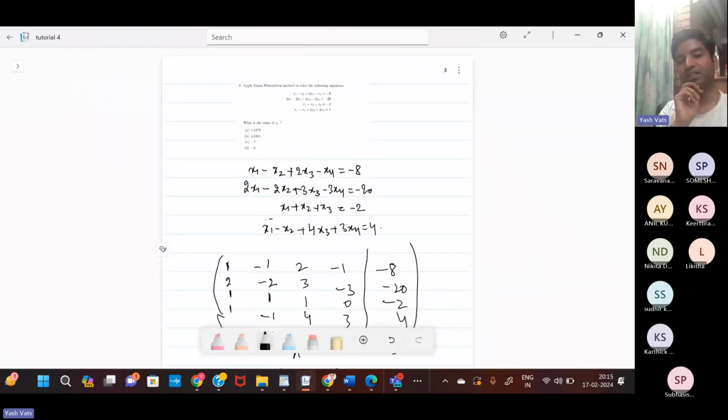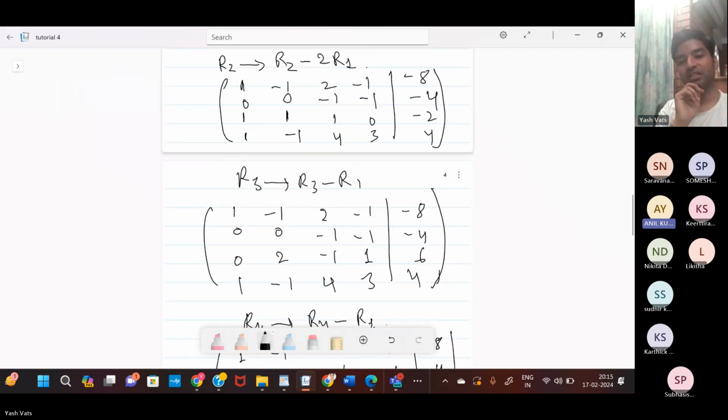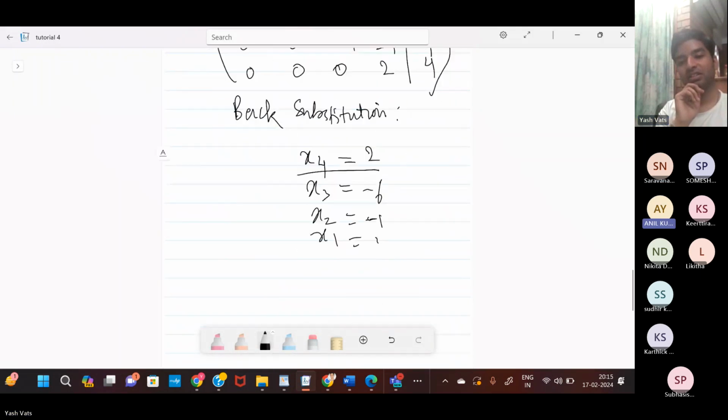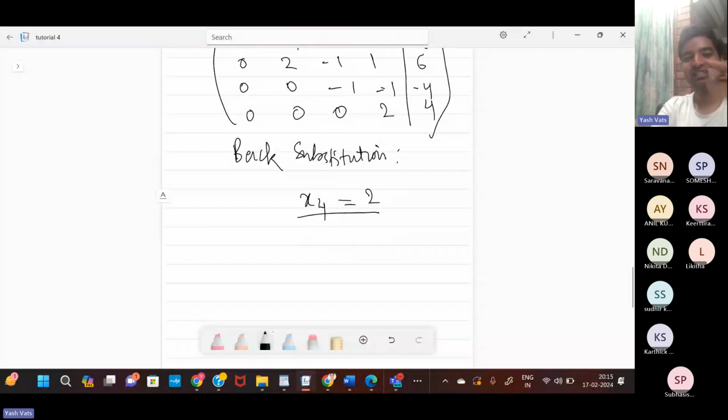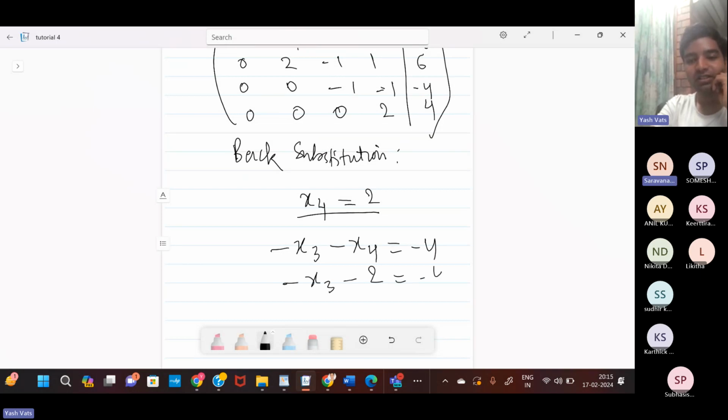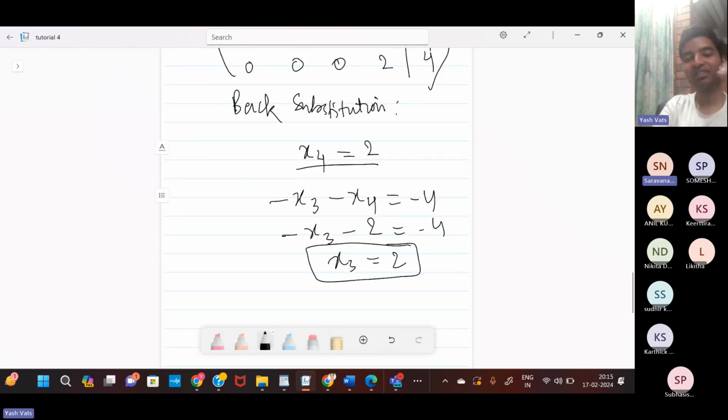Sir, why is x3 equal to minus 6? I think x3 must be 2. You are not doing correct. Minus x3 minus x4 is minus 4. Sorry, I missed a minus sign. X3 is 2, right? Yes, it's a mistake from my side. Anil, you are right.